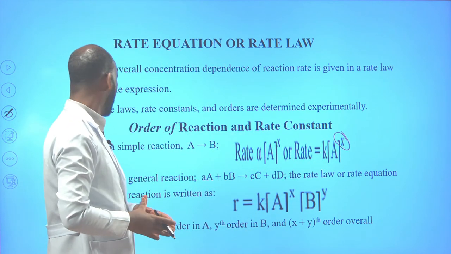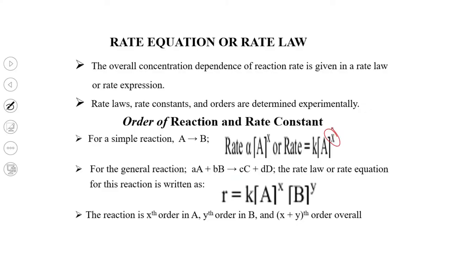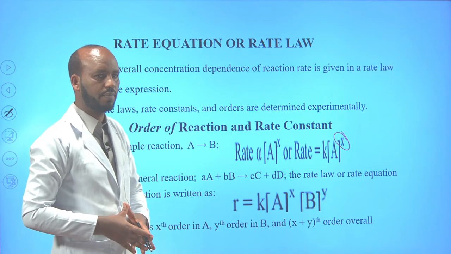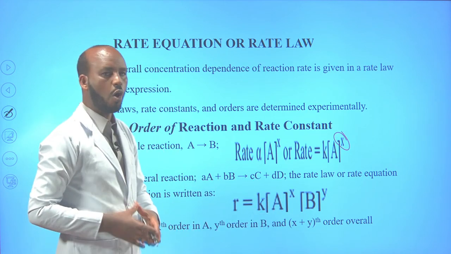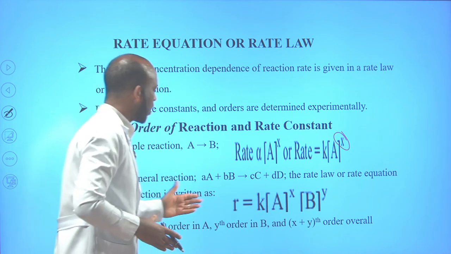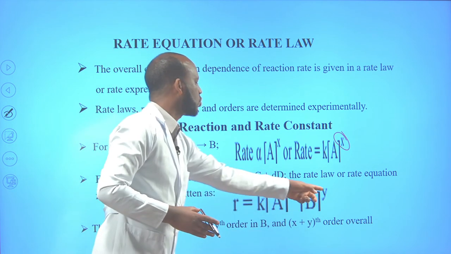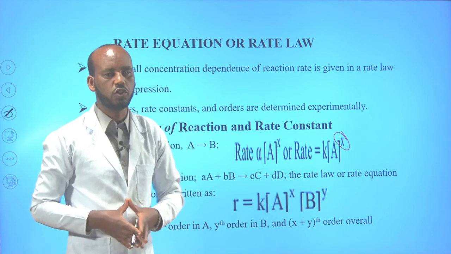determined experimentally. For the general reaction aA plus bB to form cC plus dD, the rate law or rate equation for this reaction is written as rate equals K times concentration of A raised to X times concentration of B raised to Y. Order of reaction with respect to A is X. Order of reaction with respect to B is Y. Overall order of this reaction is X plus Y. X and Y are obtained experimentally.